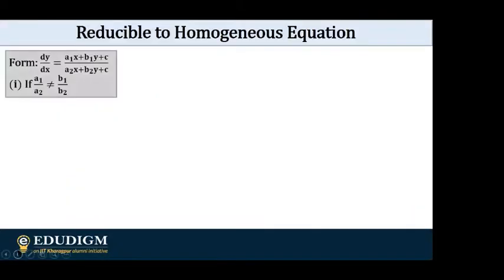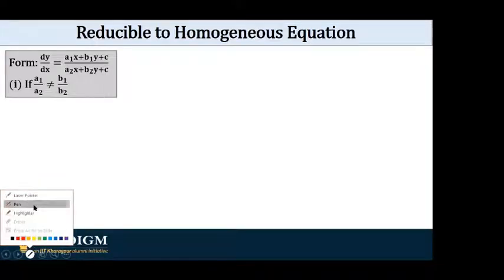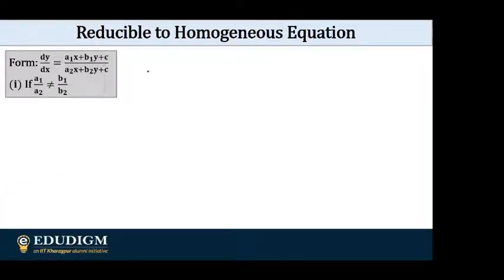First of all, I'm going to talk to you about reducible to homogeneous equation. As you can clearly see, there's a form going on: dy/dx equals (a1x + b1y + c) divided by (a2x + b2y + c). If you think about a homogeneous differential equation, obviously the numerator and the denominator both should have been homogeneous functions of the same degree. If I look at this portion, this is homogeneous and it has degree 1.